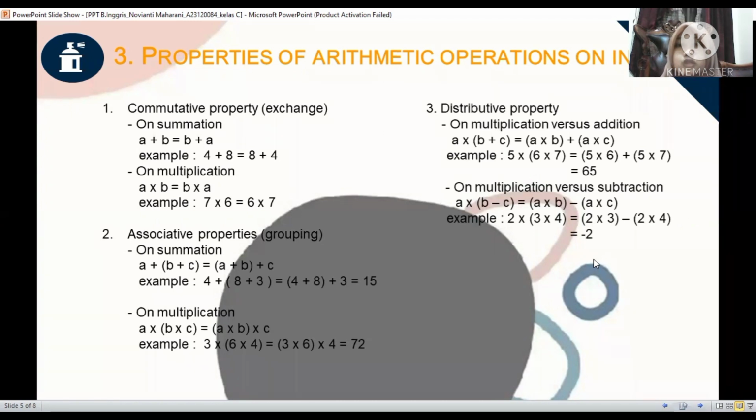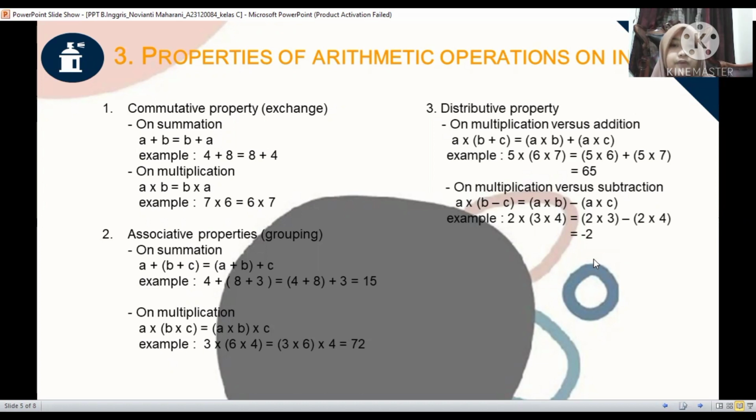The third, distributive property of multiplication over addition. A times in brackets B plus C equals in brackets A times B plus in brackets A times C. Example, 5 times in brackets 6 plus 7 equals in brackets 5 times 6 plus in brackets 5 times 7 equals 65.